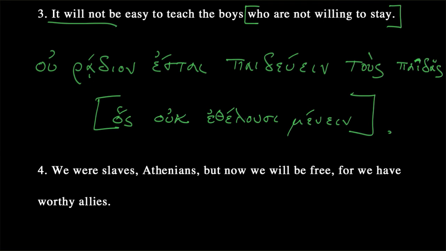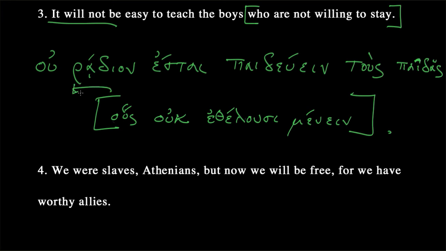So right now we have it will not be easy to teach the boys, and then we have just a simple who, but that's masculine singular right now. We need to make this masculine plural. What is that? Well, as we saw earlier, for most things in the plural, we just take off the ta, give it a rough breathing, and if there isn't an accent, add an accent, but there is an accent here, so we just have hous. So, rhāidion estai, it will not be easy to teach the boys.